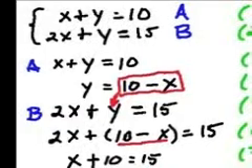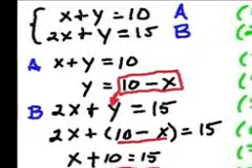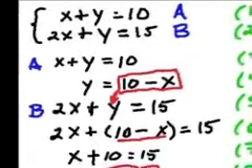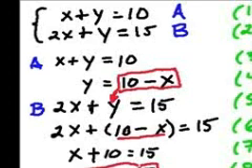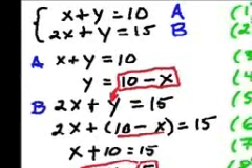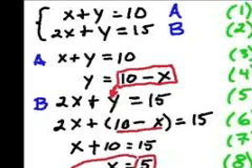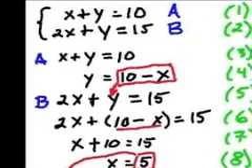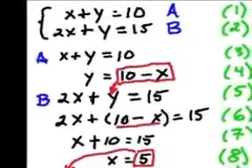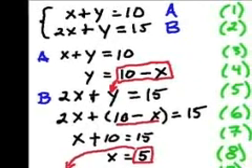Here's a quick look at a system of equations and how you're going to solve. First, you have your two equations. You're going to go ahead and find one of the variables first. In this case, they found y. We have 10 minus x. Next, you're going to plug that variable into the next equation. And then it ends up coming out to x equals 5.